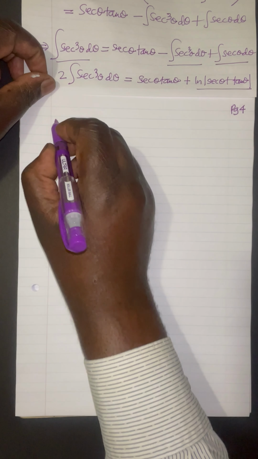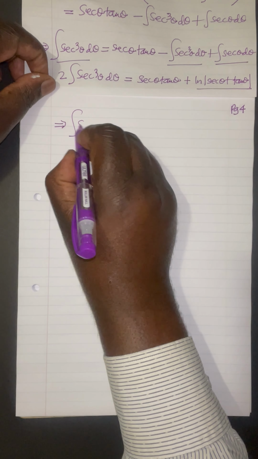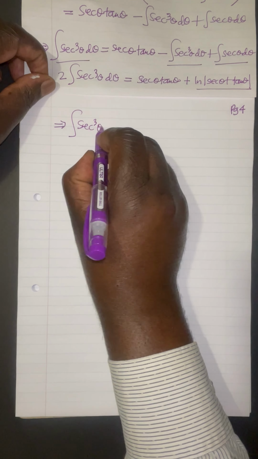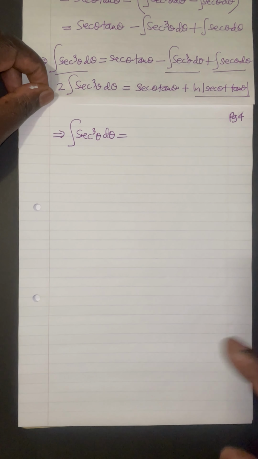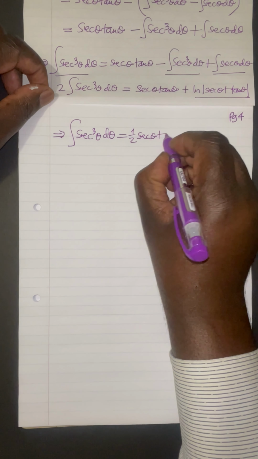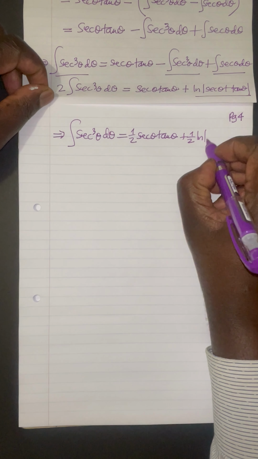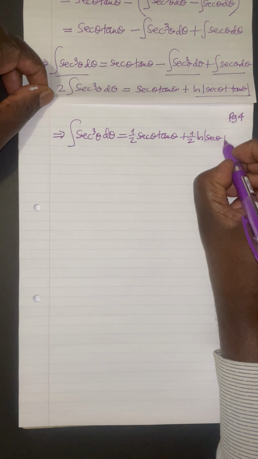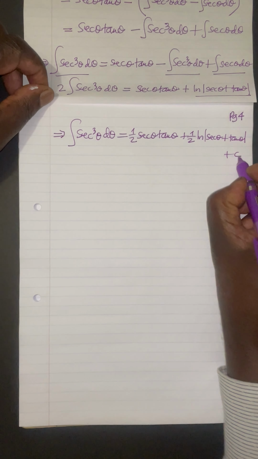So basically now we're almost done. That implies that the integral of sec cubed theta d theta will be equal to, dividing by 2 throughout, half of sec of theta tan of theta plus half of natural log of sec of theta plus tan of theta, and then I have to say plus c because we're dealing with an indefinite integral here.